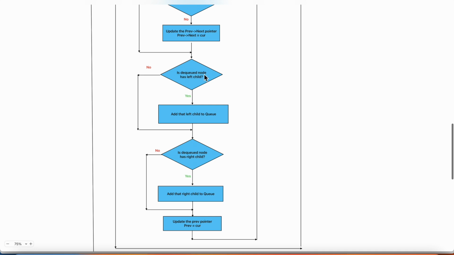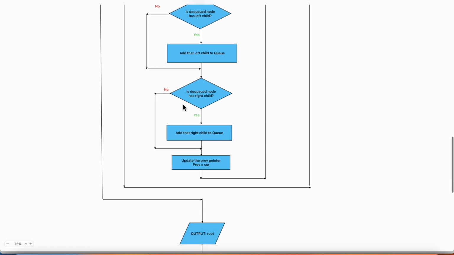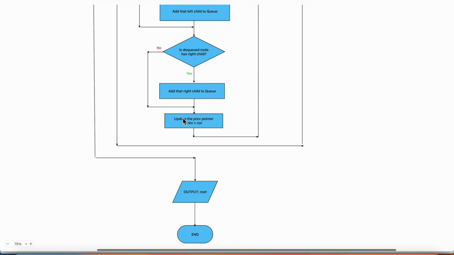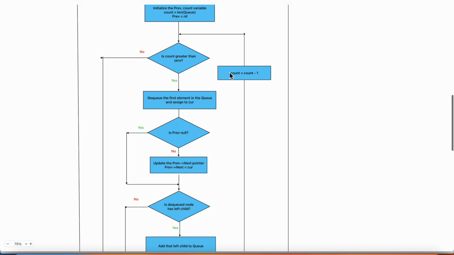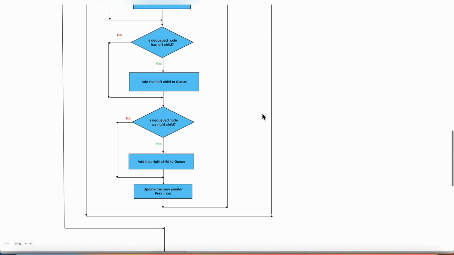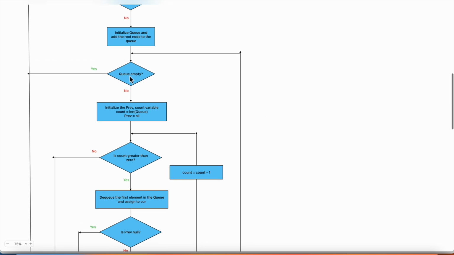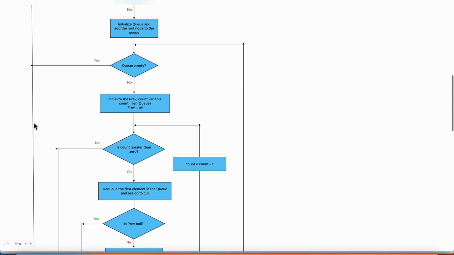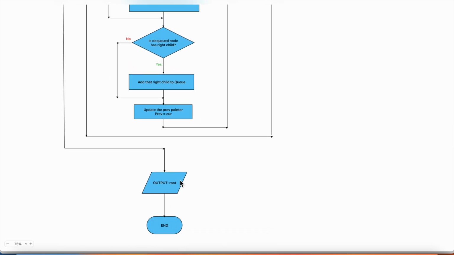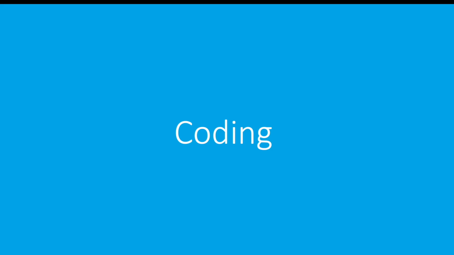Then we check whether the current node has a left child. If so, add that left child to the queue. If it has a right child, add that right child to the queue. Then at the end of the inner loop iteration, we have to update the previous pointer so that it points to the current node. And we decrement the count variable. Once all the nodes in the current level are processed, we break out of the inner loop and process the next level nodes. Once the queue is empty, that means we processed all the nodes in the tree and we return the root node at the end. Let's move on to coding.